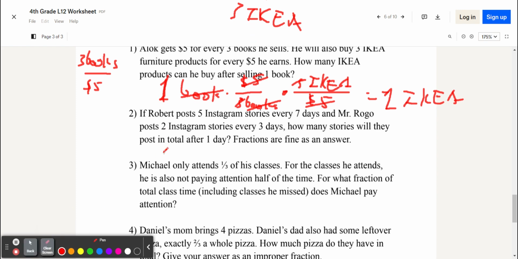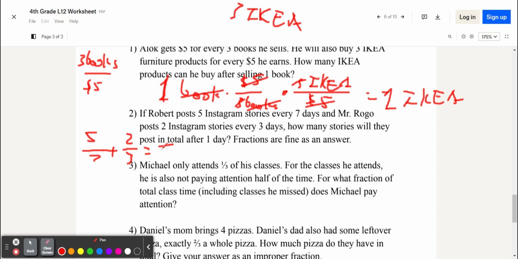Next, if Robert posts 5 Instagram stories every 7 days and Mr. Rogo posts 2 every 3 days, how many stories will they post in total after 1 day? So Robert posts 5 every 7 days. So that's 5 over 7. Mr. Rogo posts 2 every 3 days. So that's 2 over 3. And then we add them together because we're finding the total.